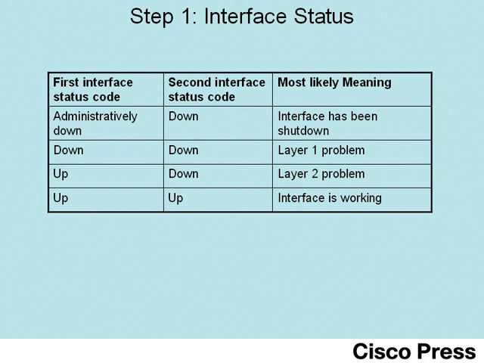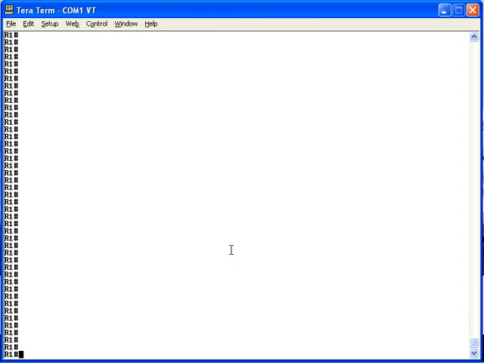So, as you can see from the table, the first status code relates mostly to layer 1 issues, and the second status code relates mostly to layer 2 issues. Because of that, it doesn't make sense to see a status code of down and up, meaning layer 1 is down but layer 2 is up, because layer 2 can't do anything until the underlying layer 1 facility can pass bits. This step begins with both R1 and R2 fully configured, except R1 has a shutdown command on its serial interface.